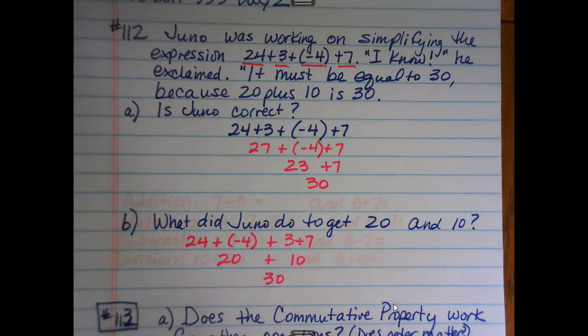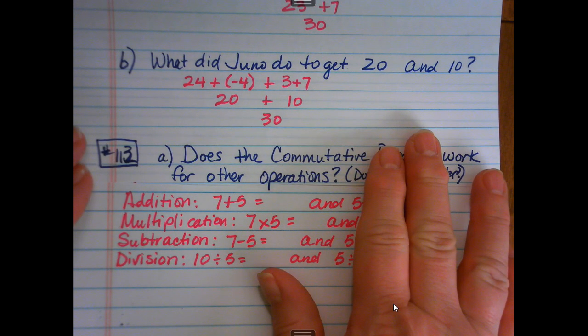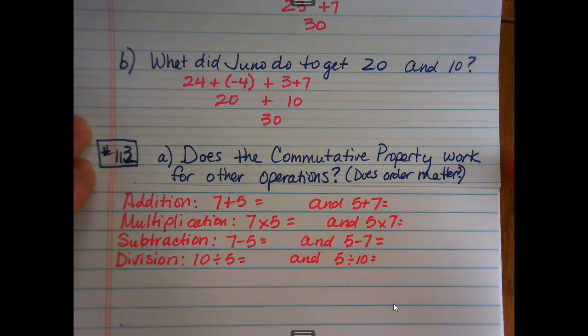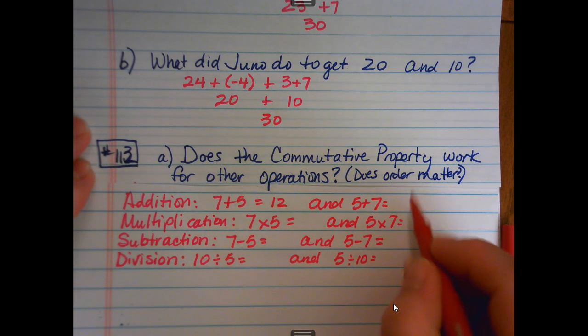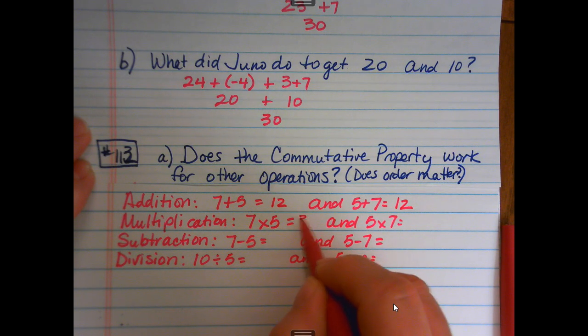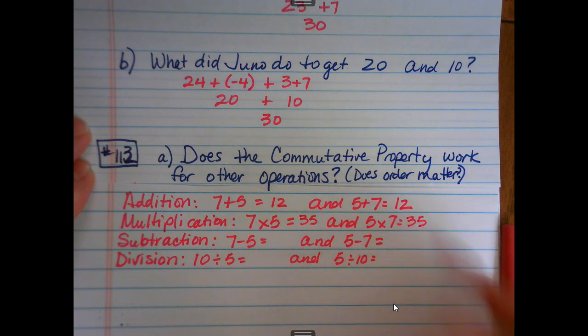Let's take a look at a clarifying question right now. Does the commutative property work for other operations? In other words, does order matter? I went ahead and put down some problems for us to explore this idea with. 7 plus 5, I get 12. 5 plus 7, I still get 12. 7 times 5, I know is 35. 5 times 7 is still 35.